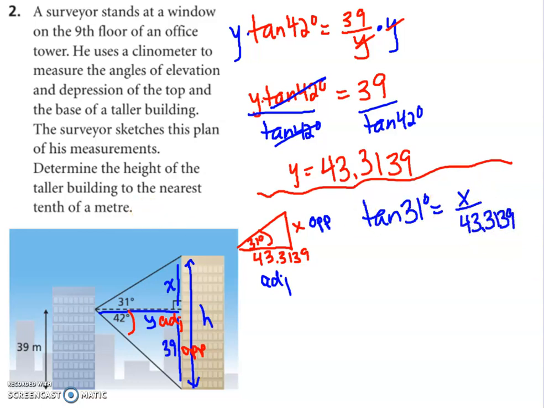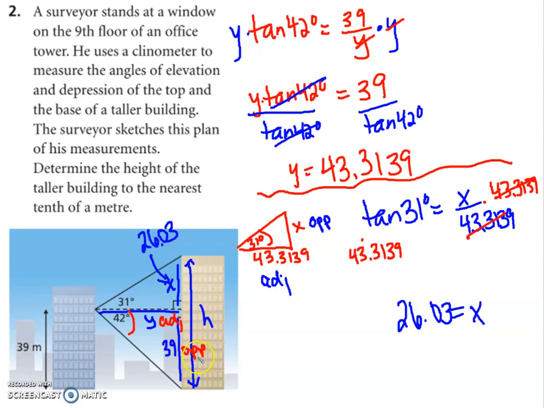Okay, this time x is in the numerator, so we're going to have to multiply both sides by 43.3139. These cancel out. So really in my calculator, I'm just taking 43.3139 and multiplying it by the tan of 31 degrees, which is going to leave me with 26.025. So I'll just put 26.03. Okay, so that's this height here.